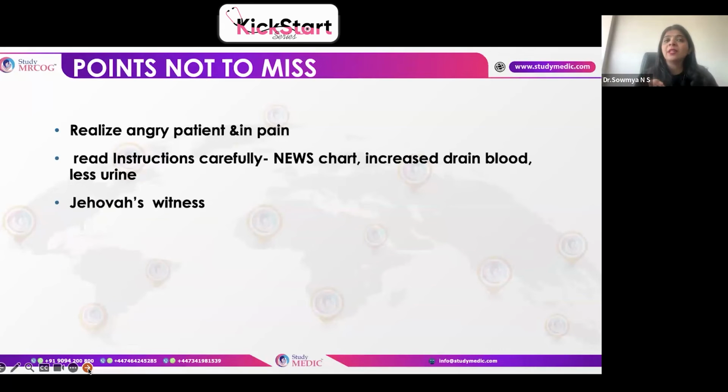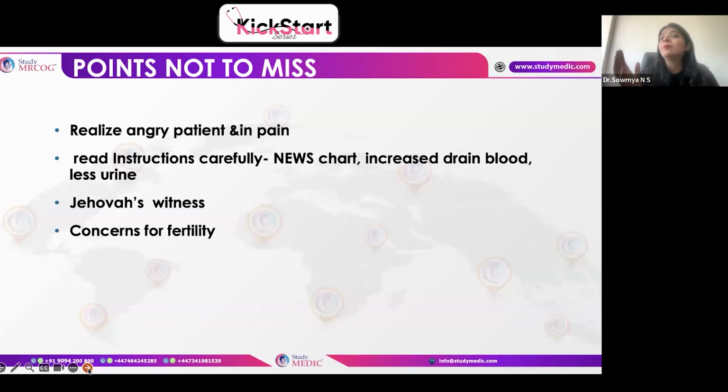Very, very important. Even in exams that probably you might forget to ask, but when you are talking about returning to theater and collecting the blood for blood transfusion, at least remember then that you have to ask the Jehovah Witness without fail. This is not a hidden agenda. This is a straightforward case. If you did not ask the history, you would be missing. So it is not a hidden agenda.